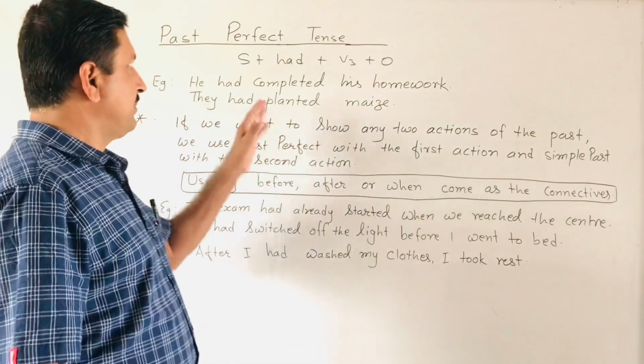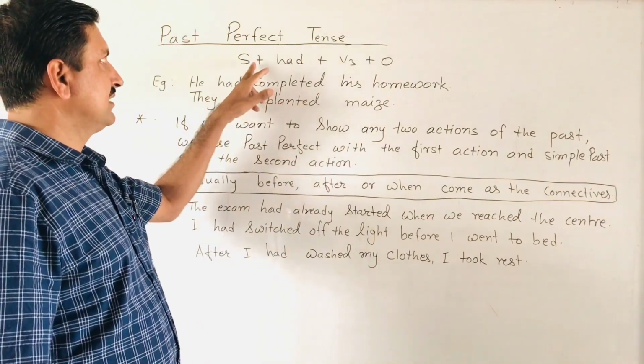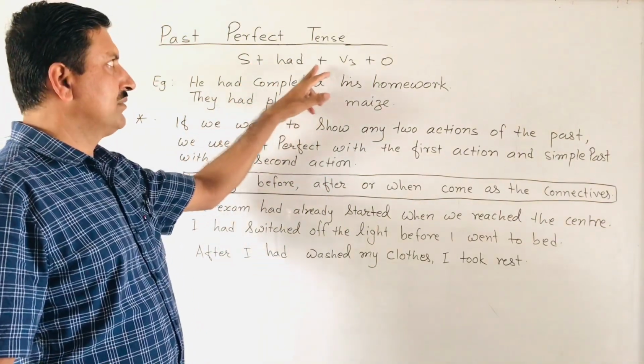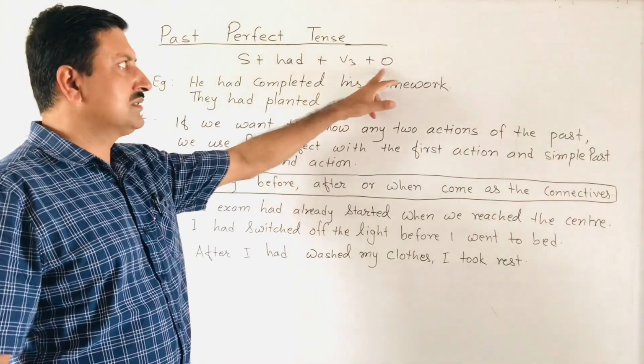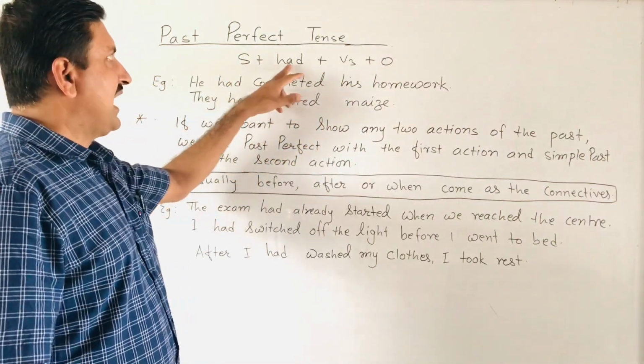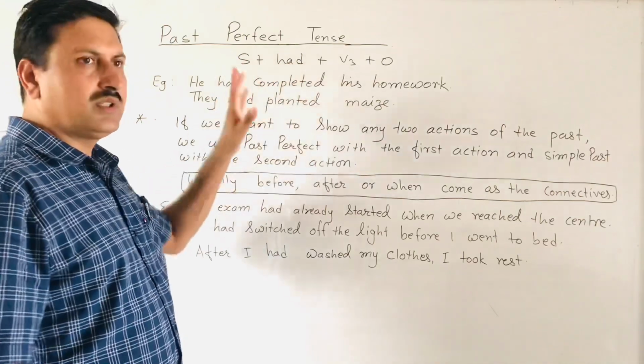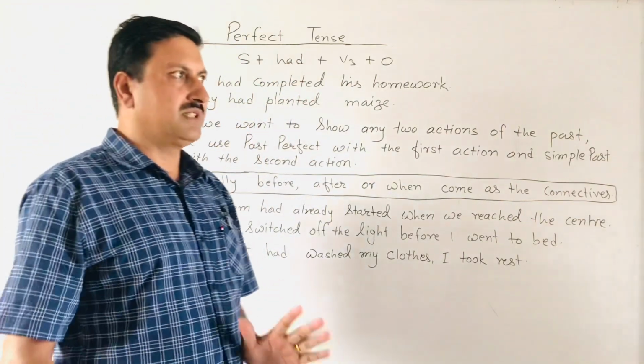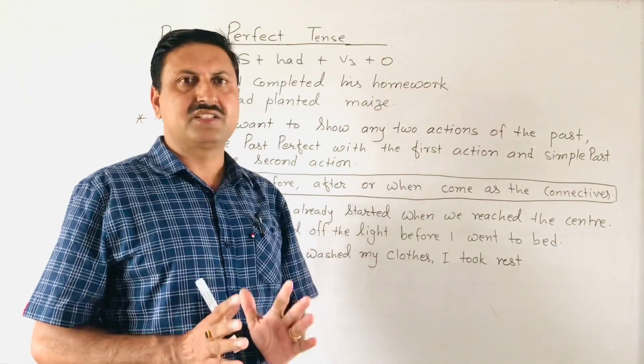The structure of past perfect tense is subject plus had plus verb 3 plus object. We use had after both singular and plural subject. In this context it is easier.